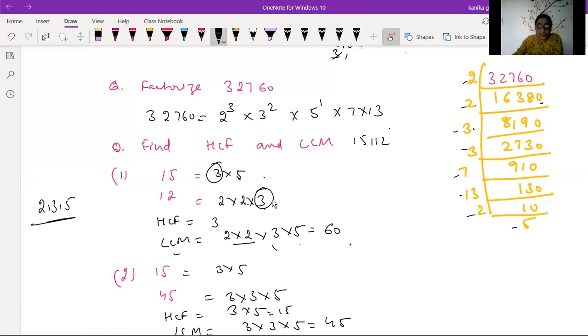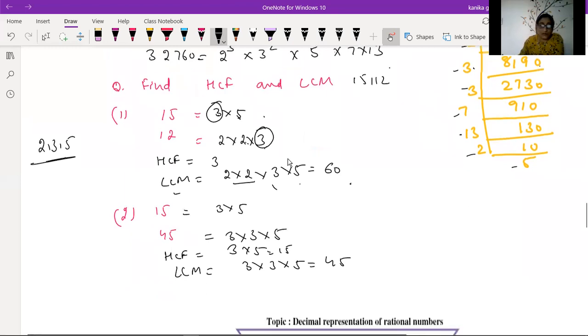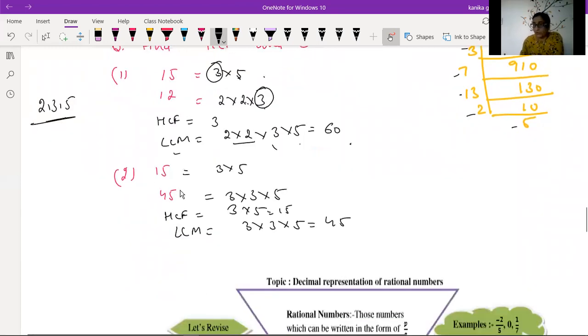Now the next question is to find the LCM and HCF of 15 and 45. Now 15 you can write as 3 5s are 15, and 45 as 3 3s are 9, 5 9s are 45. Now you have to find the HCF. Here 3 and 3 are common, and 5 and 5 are common. 3 5s are 15. So HCF is equal to 15.